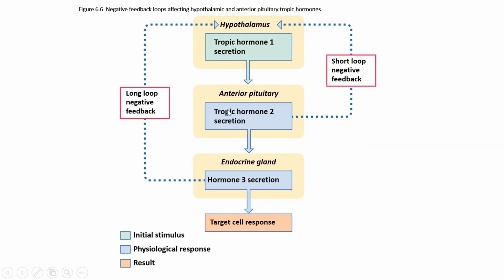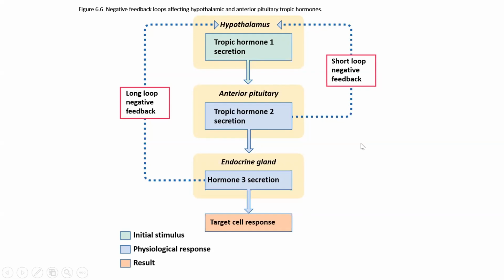And tropic hormone 2 is then going to leave the anterior pituitary, enter the bloodstream, and make its way to the specific endocrine gland that it is targeting. This can be the thyroid, the adrenals, the gonads, the testes or the ovaries, or the pancreas, and it's going to tell that endocrine gland to secrete a third hormone. That third hormone will then be released into the blood, and that will have some sort of target response based upon where that gland is located.